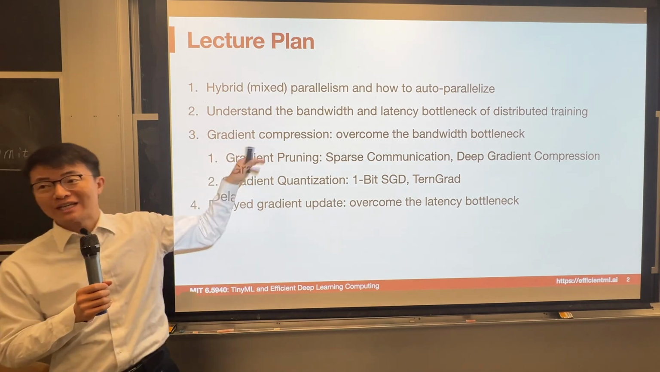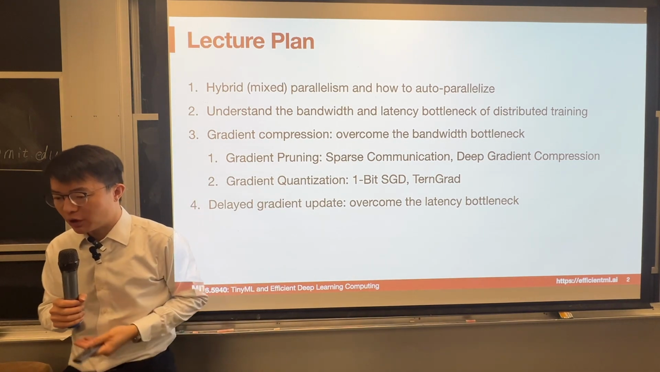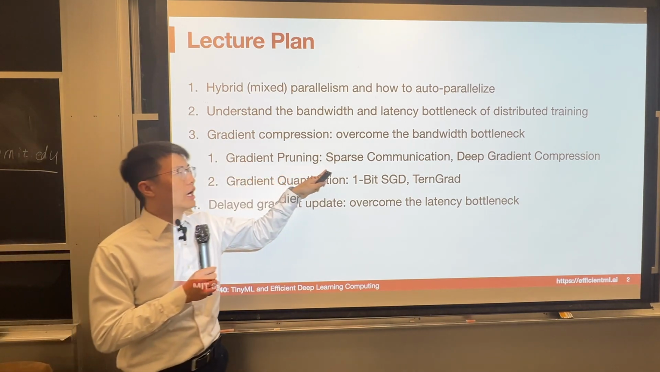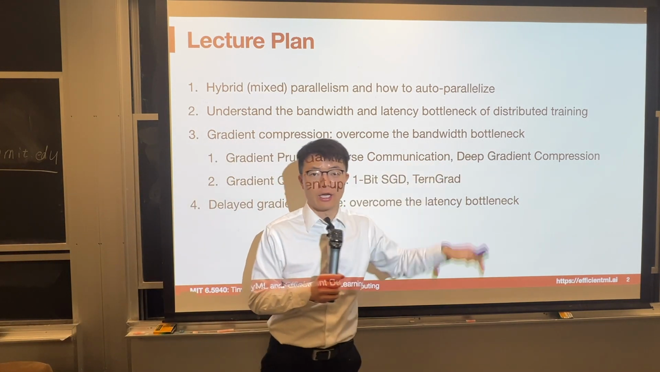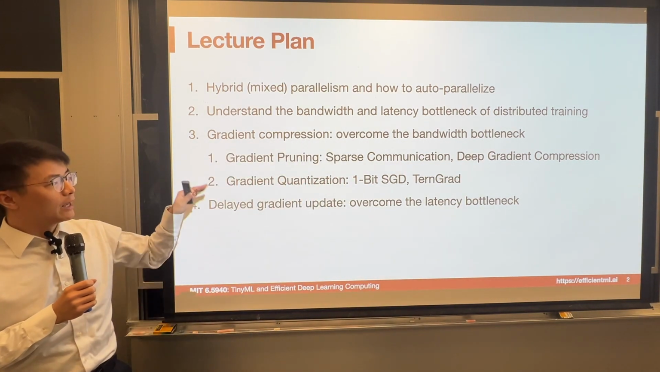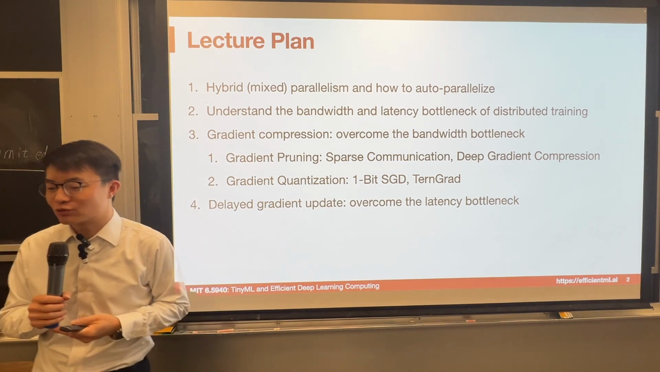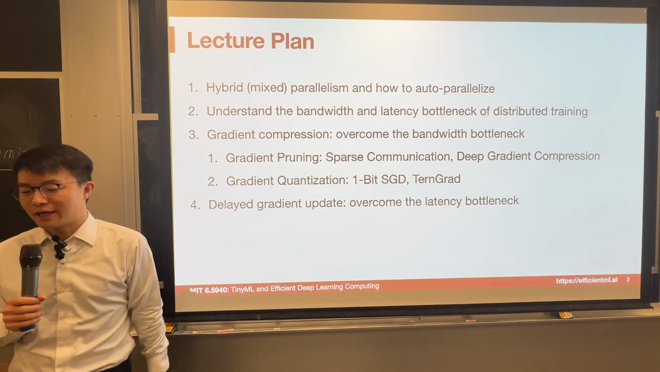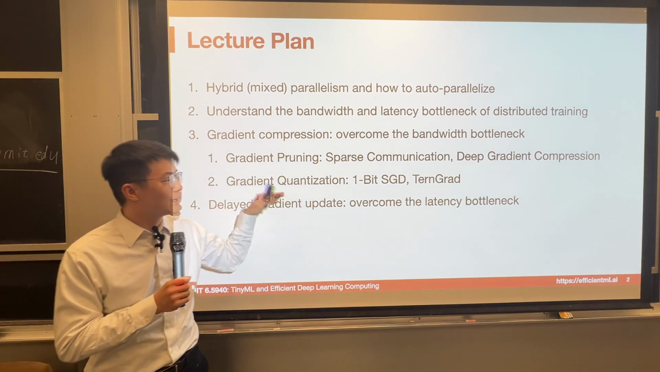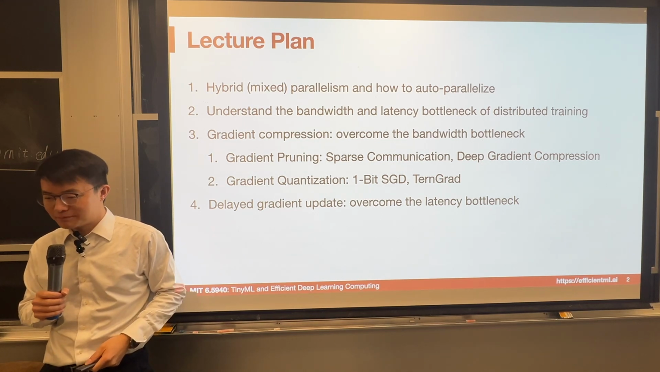Then we are going to talk about gradient compression to overcome the bandwidth bottleneck of distributed training, including using gradient pruning. Can we allow sparse communication, and also how to apply deep gradient compression to reduce the communication bandwidth, followed by gradient quantization by using 1-bit SGD and also TernGrad to further quantize the gradients and reduce the communication bandwidth requirement, followed by delayed gradient update to overcome the latency bottleneck.